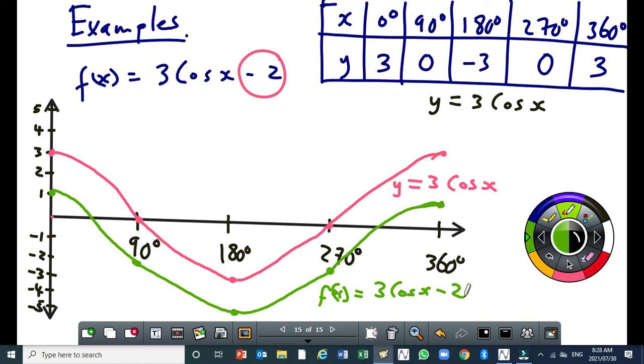Now, in grade 10, it's very simple because we only do graphs of that form. Only vertical shift, no horizontal shift. Horizontal shift is for grade 11. All right.